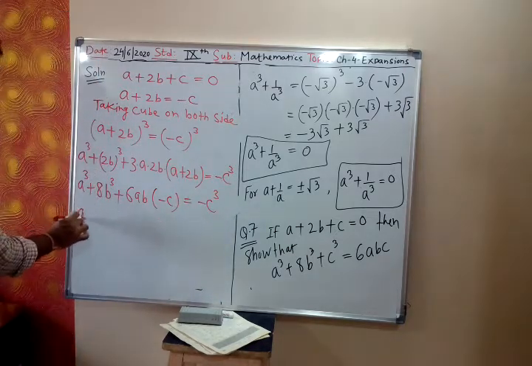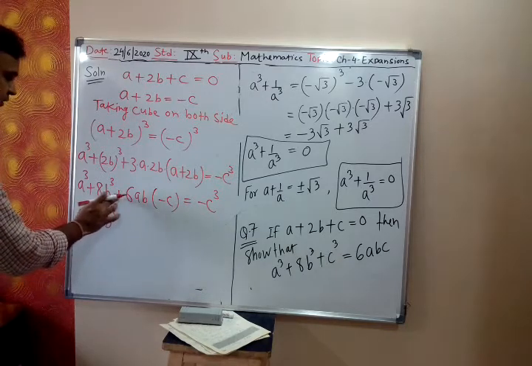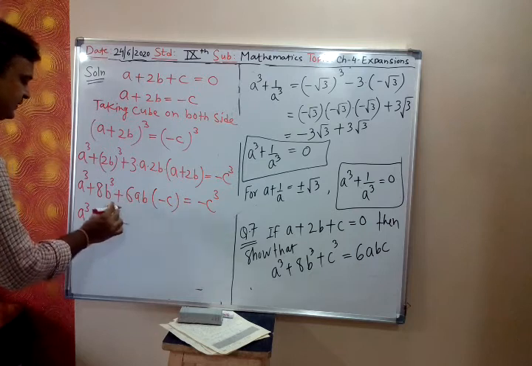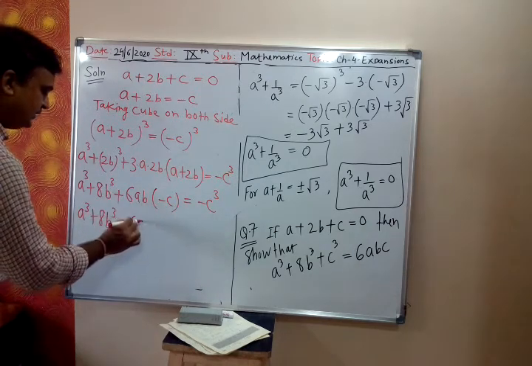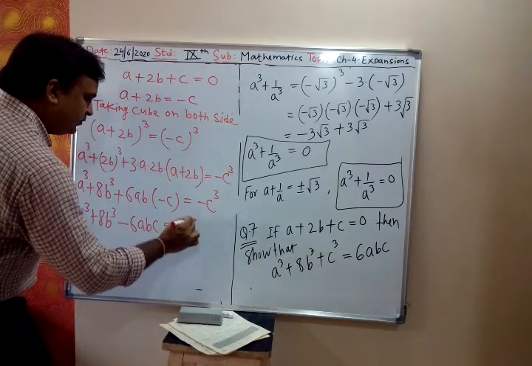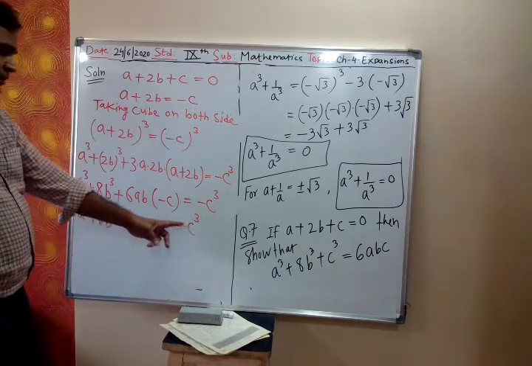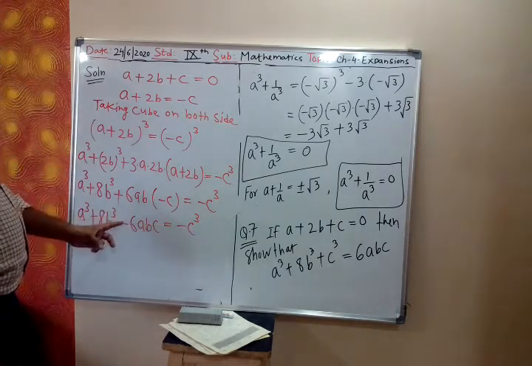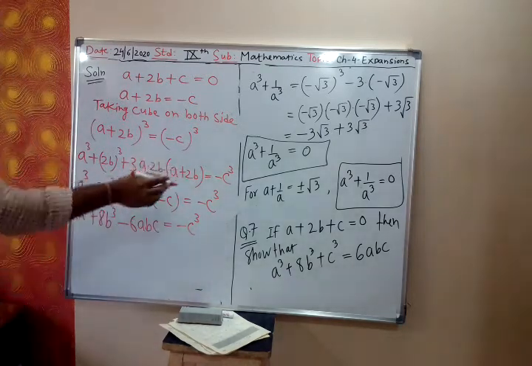So a cube plus 8b cube plus 6abc, with plus into minus giving minus, so 6 into a into b into c, is equal to minus c cube. Now I will take minus c cube on the left side and minus 6abc on the right side. You will get the required answer.